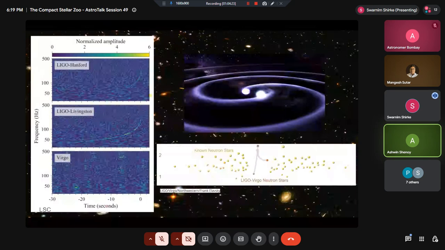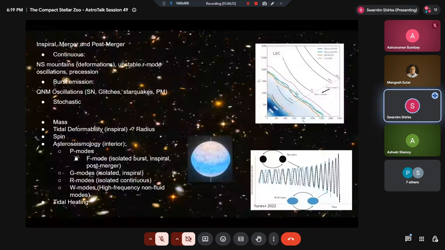Yeah. So you see the plot on the top right. This lambda term has to do with the deformability. Lambda 1, lambda 2 are basically for the two components of the binary. So you see the dark patch is where the most likely measurement exists.